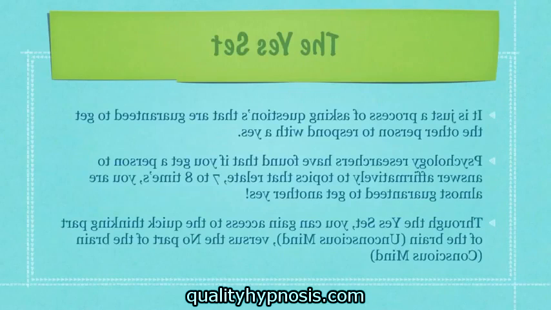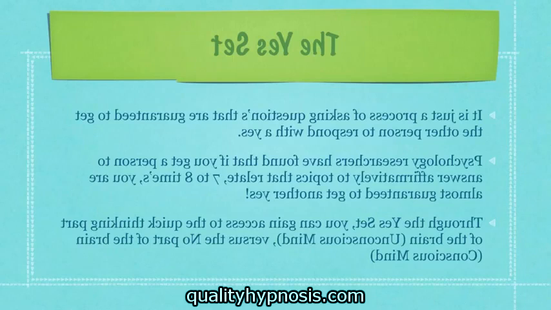Now the yes set. It is just a process of asking questions that are guaranteed to get the other person to respond with a yes. That's all the yes set is. Psychology researchers have found that if you get a person to answer affirmatively to topics that relate to what decision you want them to make, 7 to 8 times you are almost guaranteed that they are going to say, yes, I will do what you tell me to do.